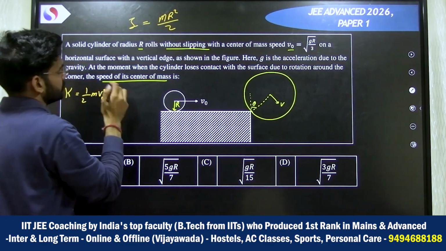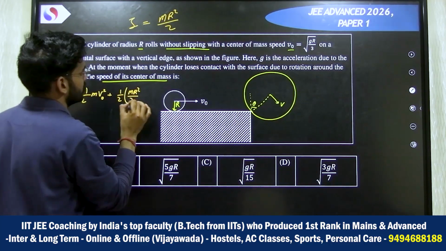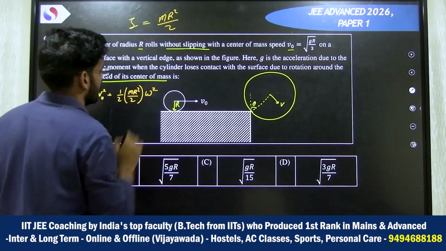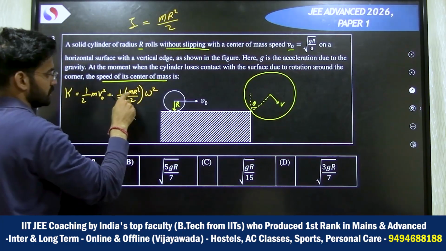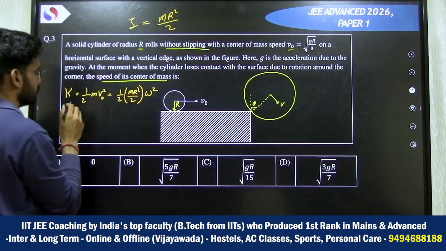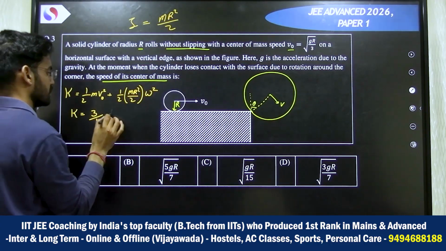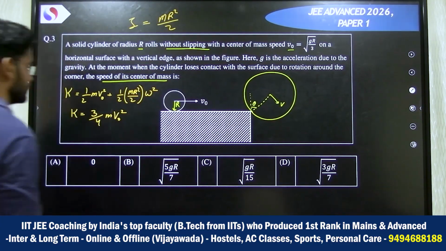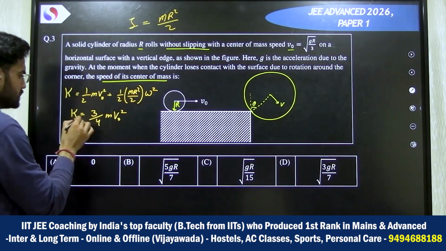So R omega is V, right, because of the no slipping condition. So that will give you half, let me write down, m r square by 2 into omega square. Half I omega square, right? So R into omega whole square, that's V. So this is 1 by 4, this is 1 by 2. So that's 3 by 4 m v naught square. Agree? Yes. Okay. So that's the initial kinetic energy.